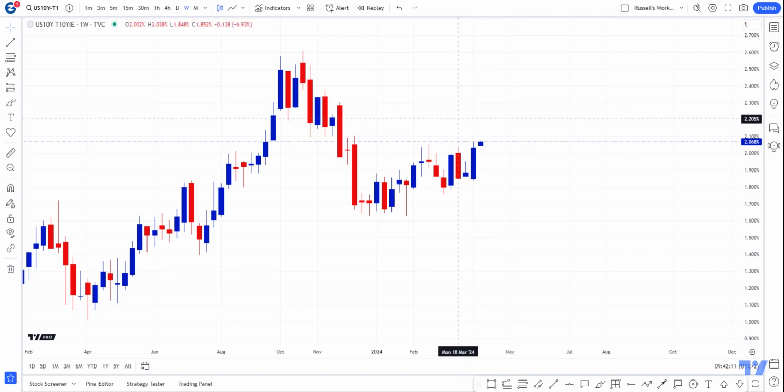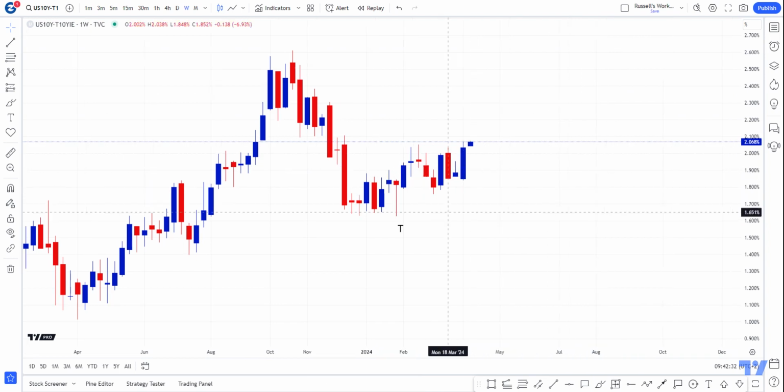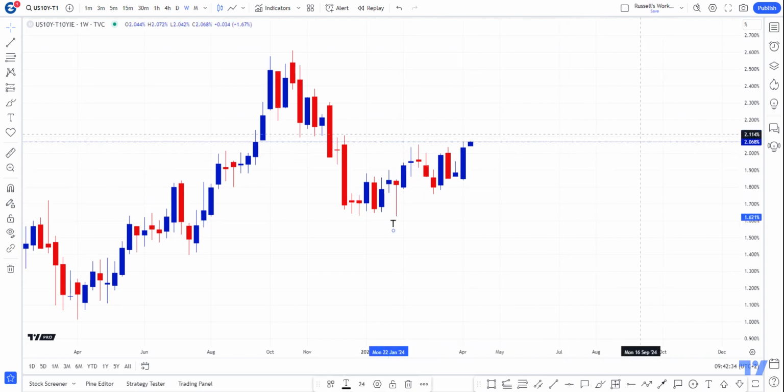Okay, so what we're doing is we are looking at the real rate. And what I want to do with the real rate, so this is the US 10-year real rate, I want to put in some peaks and troughs so we can get an idea of the trend. And what we'll do is we'll put in a reference trough over here, right? And let's just put in our reference peak over here.